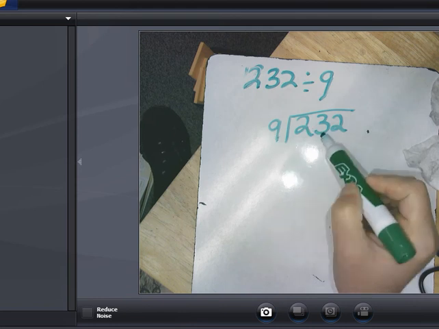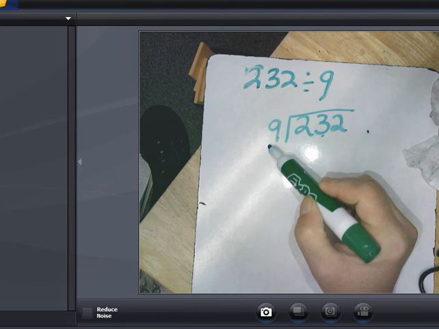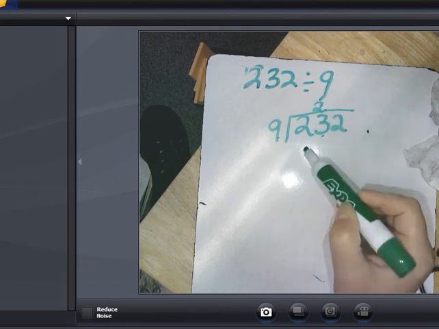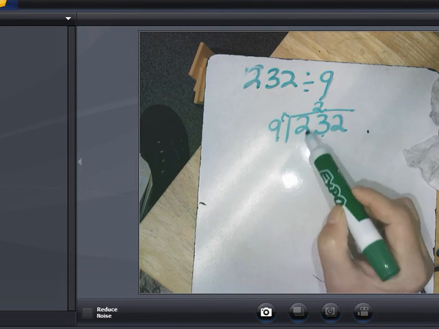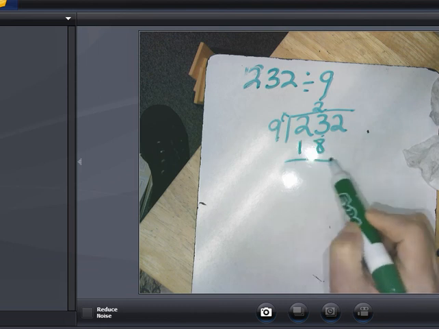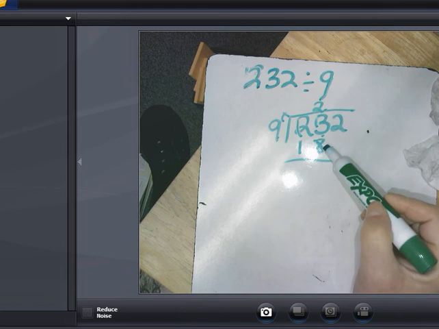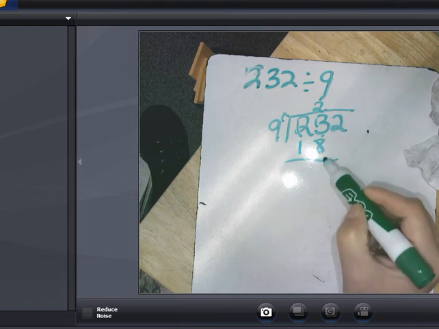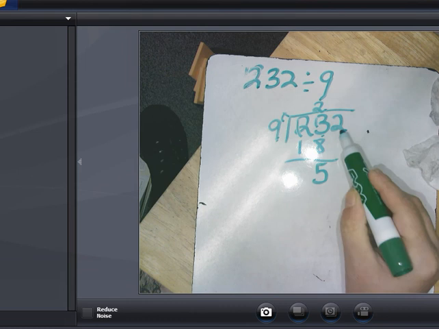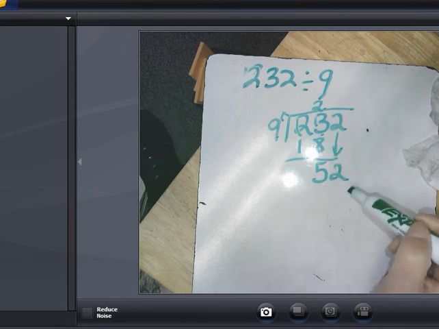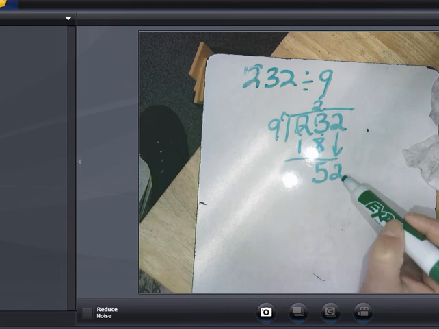Well, 9 times 3 is 27, so that's too much, so I'm going to go to 2. 9 times 2 equals 18. I have to borrow because I have a larger number on the bottom. 13, take away 8 is 5. Drop down my 2. 9 times what will get me close to 52, or right on?